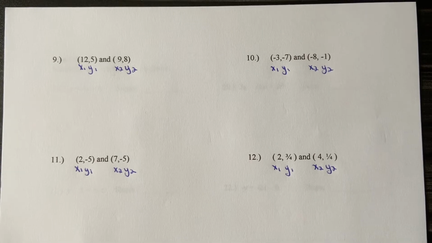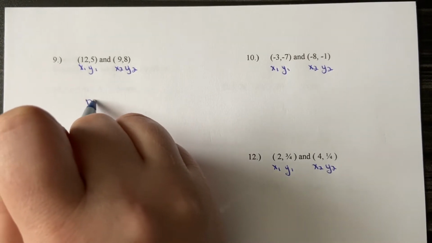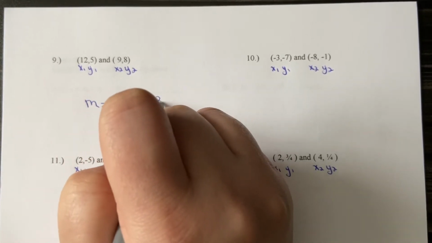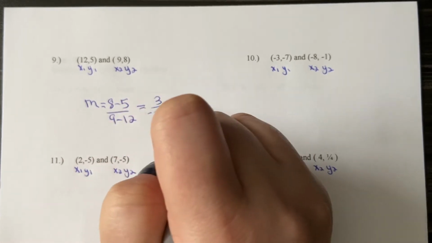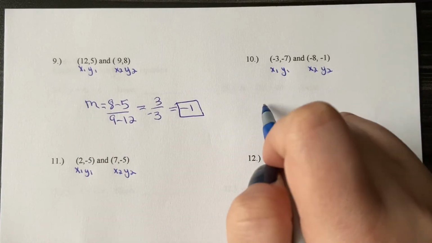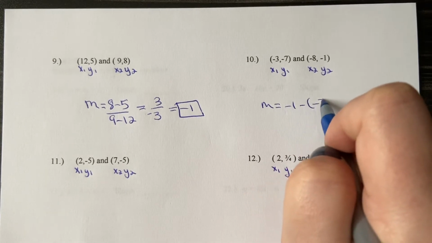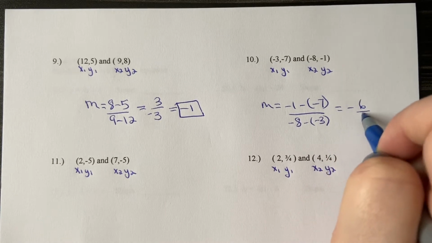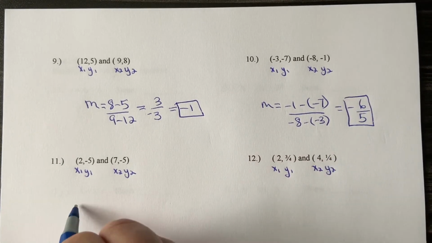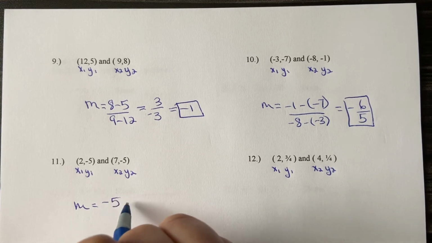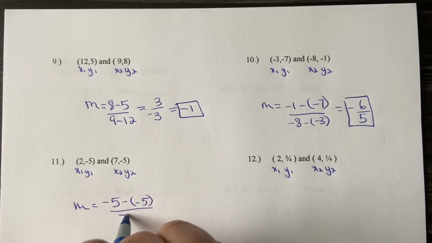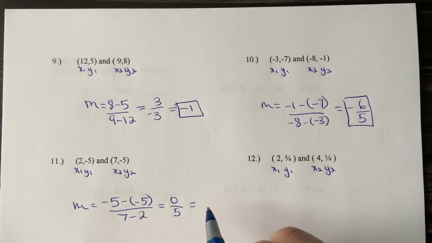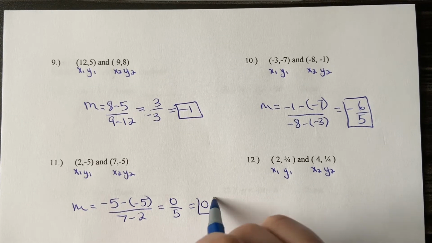Number 9. 8 minus 5 all over 9 minus 12 is 3 all over negative 3, which would be negative 1. And then we have negative 1 minus a negative 7 all over negative 8 minus a negative 3, which is negative 6/5. Then 5 minus 5 over 7 minus 2, or 0 over 5. Again, 0 on top is going to make our fraction equal to 0.